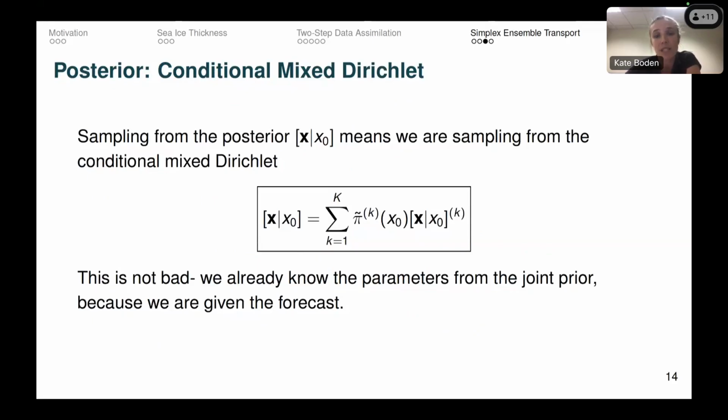So sampling from the posterior in step 2 means we are sampling from a conditional mixed Dirichlet. We still have a Dirichlet distribution, and we know that the parameters depend in a known way on the joint parameters. And we can estimate those joint parameters using the forecast ensemble and using something like maximum likelihood estimation. And we've derived all the relationships between them. It's really nice and easy to compute. So it's not so bad. You do have to update the weights by multiplying by a likelihood, but that likelihood is the marginal, and the marginal of a Dirichlet is a beta.